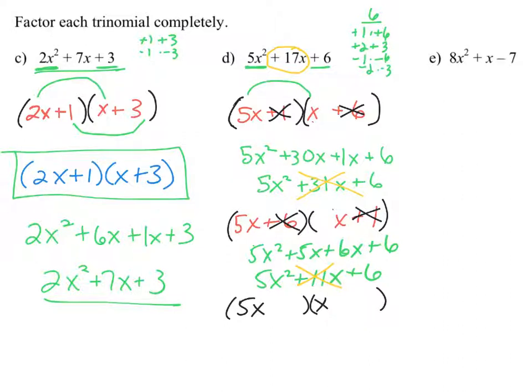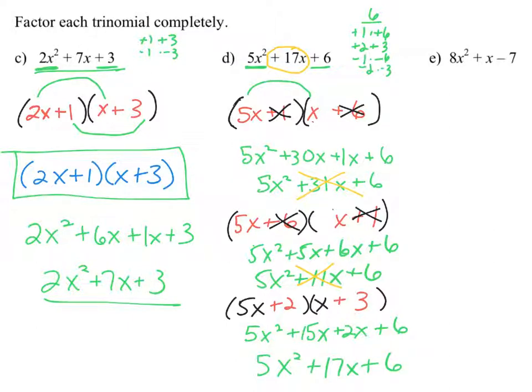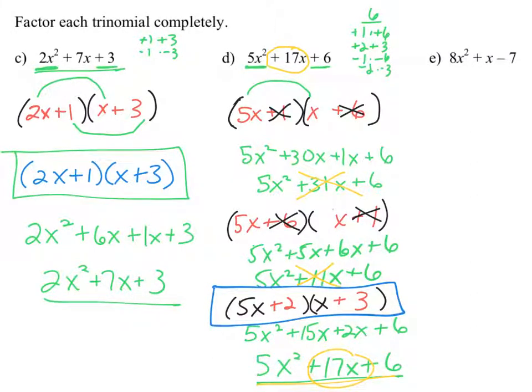Let's try the positive 2 and the positive 3 here. So when we do that, using the check method of FOIL, 5x times x gives us 5x squared, 5x times 3 is plus 15x, the 2 times x inner is plus 2x, and the last is plus 6. By combining the middle terms, we get 5x squared plus 17x plus 6. And thankfully, this does give us the correct middle term. So our answer in factored form is 5x plus 2 times the other factor of x plus 3.